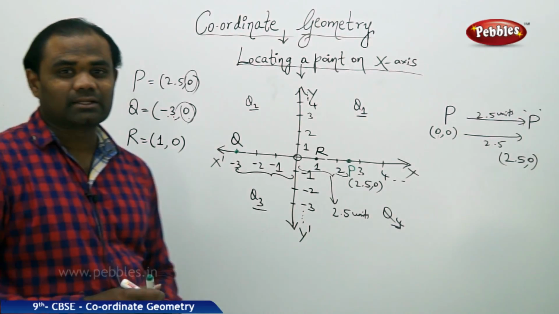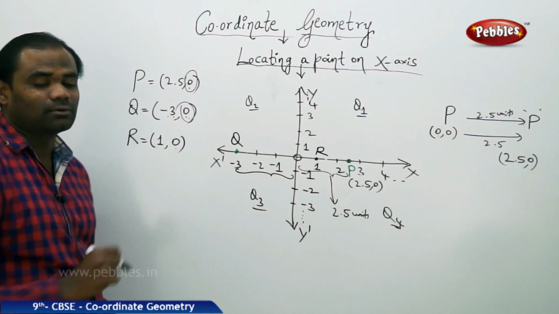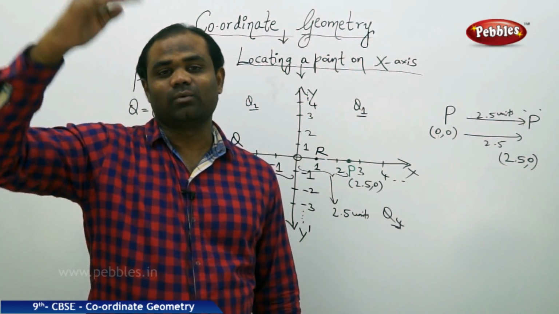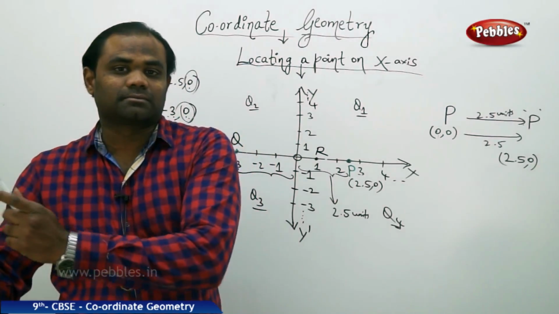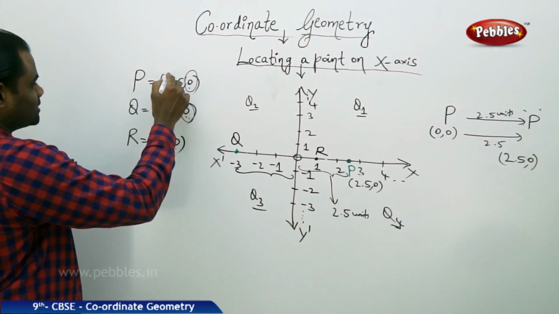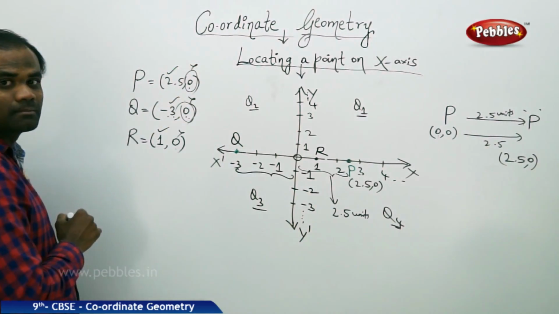We clearly see that each of the points has its y coordinate as 0 because for any point on the x-axis, there's no change in y, but there's a change in x. So any point on the x-axis, there is a change in x, but there's no change in y.